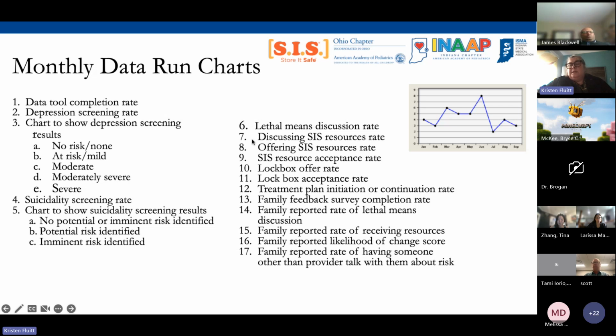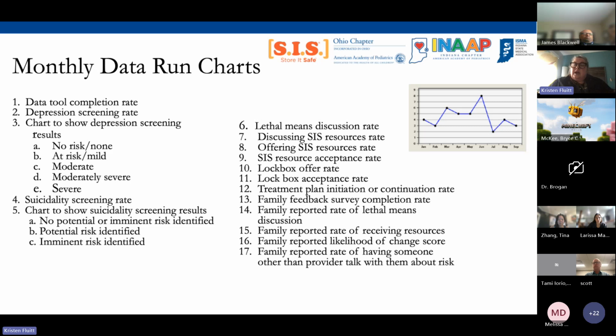And then for the lethal means discussion rate, that's looking at how many appointments you had that month in that age range. And then of those, how many did you indicate received a lethal means discussion? How many received the resources? How many accepted the resources? How many were offered a lockbox? How many accepted the lockbox?